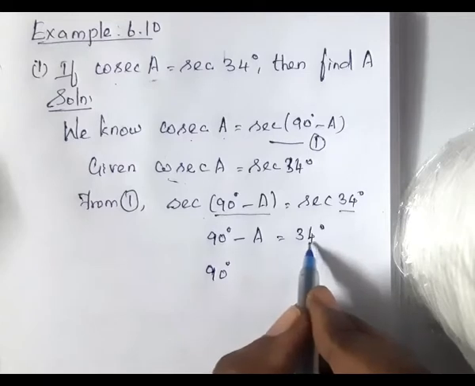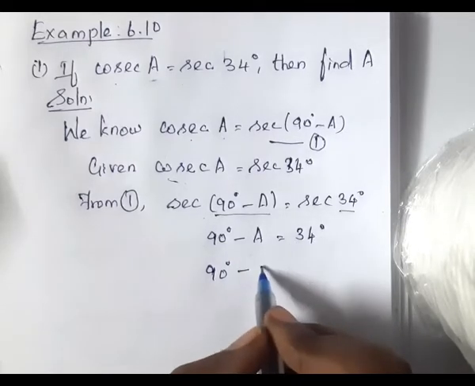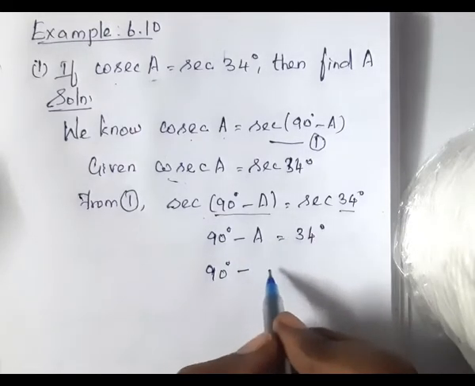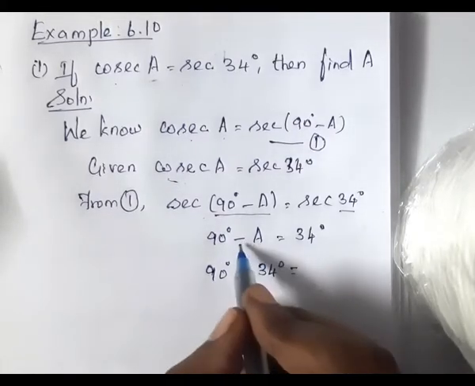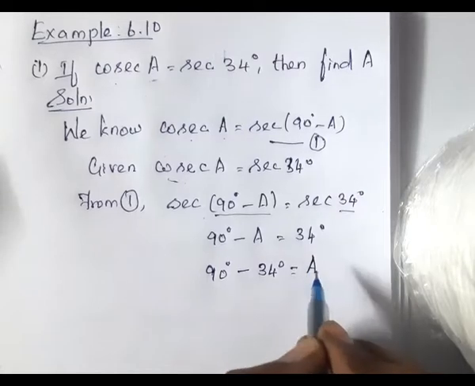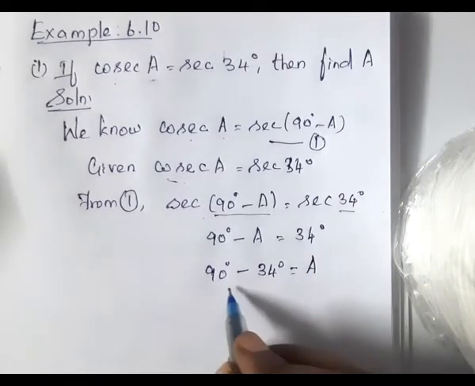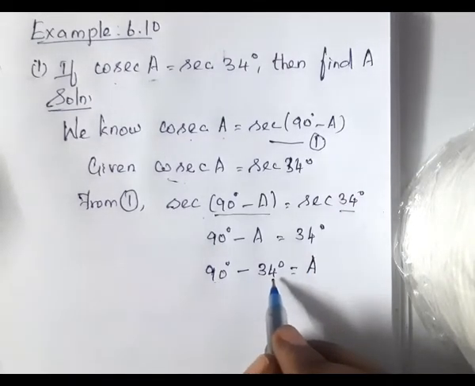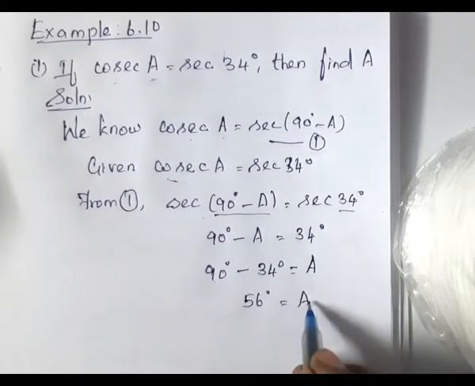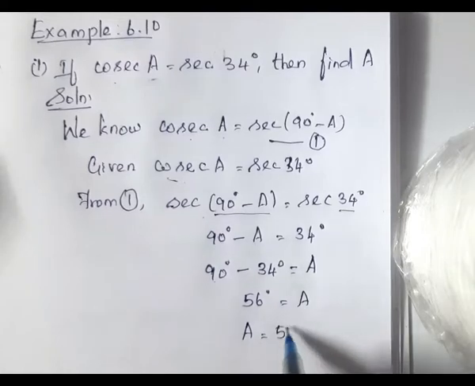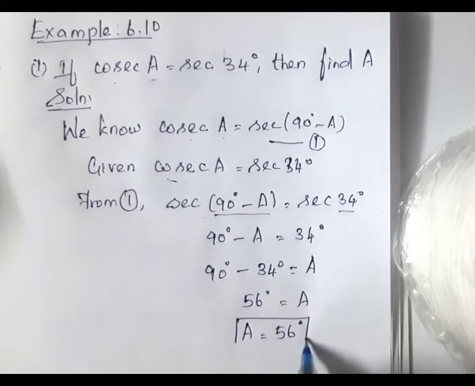90 degree, bring 34 there, here minus 34, the sign will change, then A to the next side, the sign will change as plus. So, 90 degree minus 34, what is the answer? 56 degree. So, A equal to 56 degree, we found that.